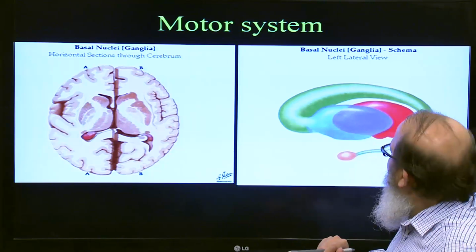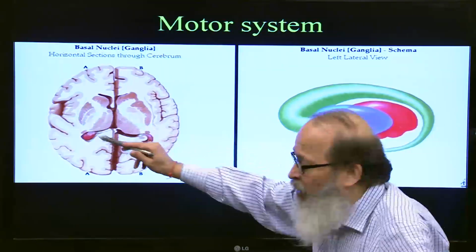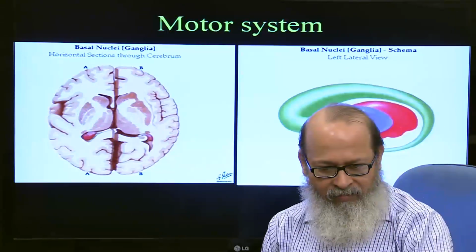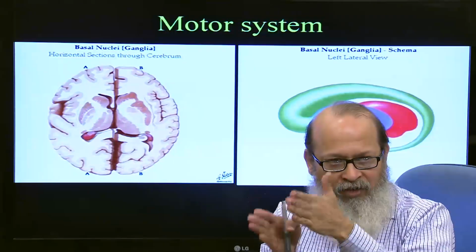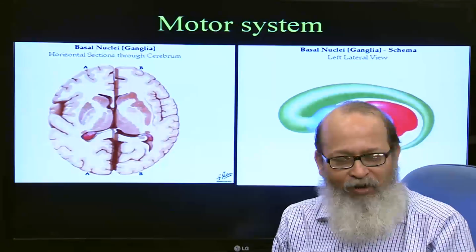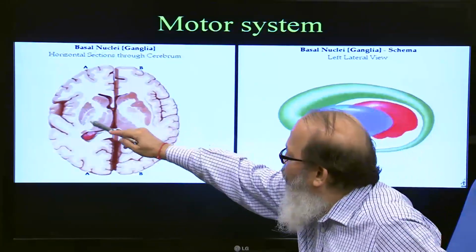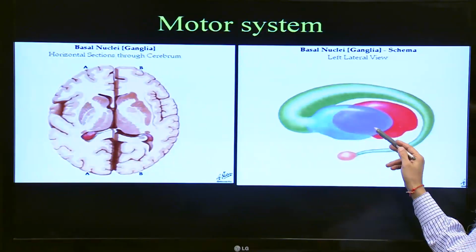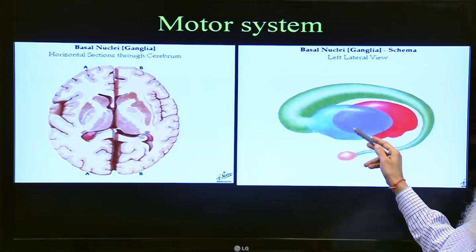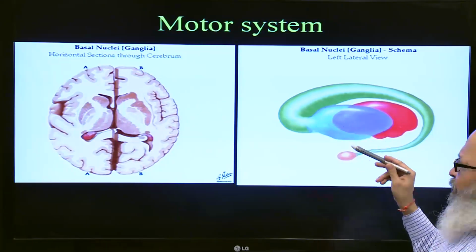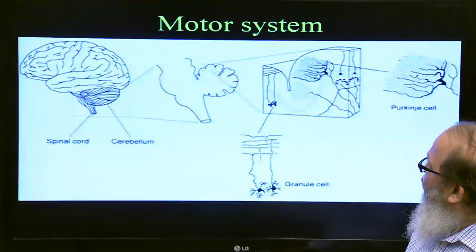Then there are other structures called the basal ganglia. If you cut the brain in this section, like taking out a slice of a lemon or an orange, you will find this structure called the basal ganglia. The basal ganglia has a lot of structures within it: caudate nucleus, globus pallidus, putamen. Basal ganglia is a structure.